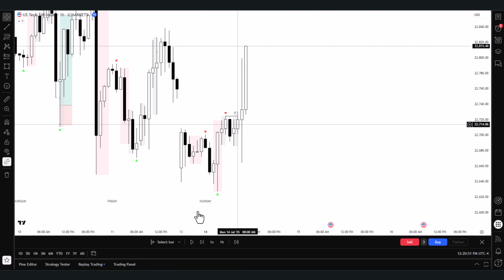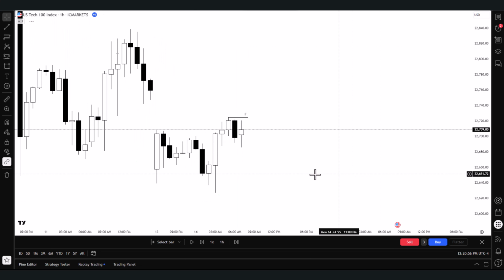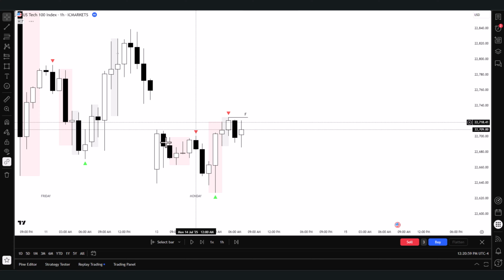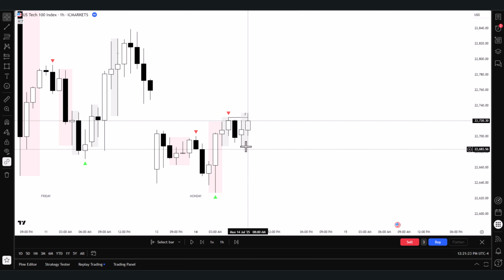So this is Monday, 14th July. This is our Asia session, 8 p.m. to 12 a.m. London, 2 a.m. to 5 a.m. New York will be open. If New York sweeps London high, then our New York session bias will be sell. That's it. Here you can see 8 a.m. sweeps London high and also taps into a key level, which is this fractal high.